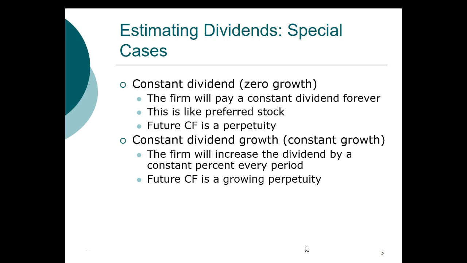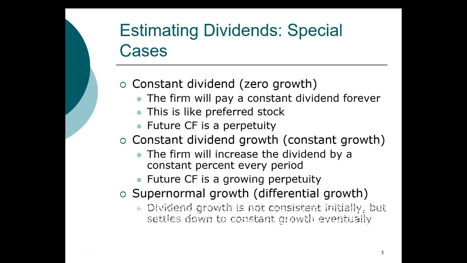The last case is a generalized case. We call it supernormal growth or differential growth. The feature of this last example is that the growth rate for dividend in the beginning is not constant. However, we assume that it will settle down into a constant growth rate eventually. And this is a really generalized way. You can think of this more as a framework to solving this problem rather than a formula per se.